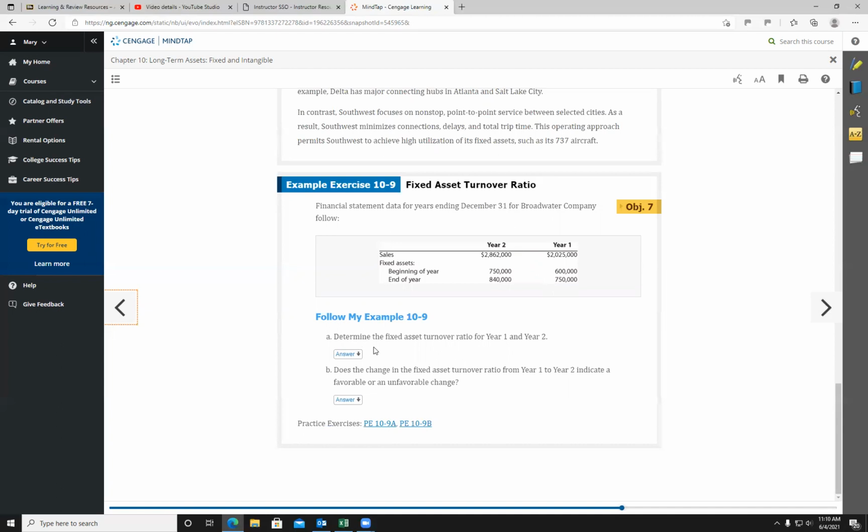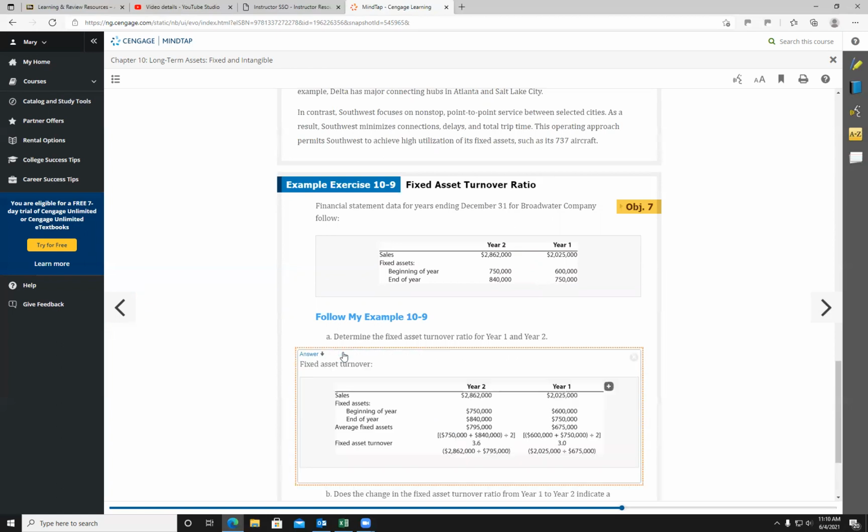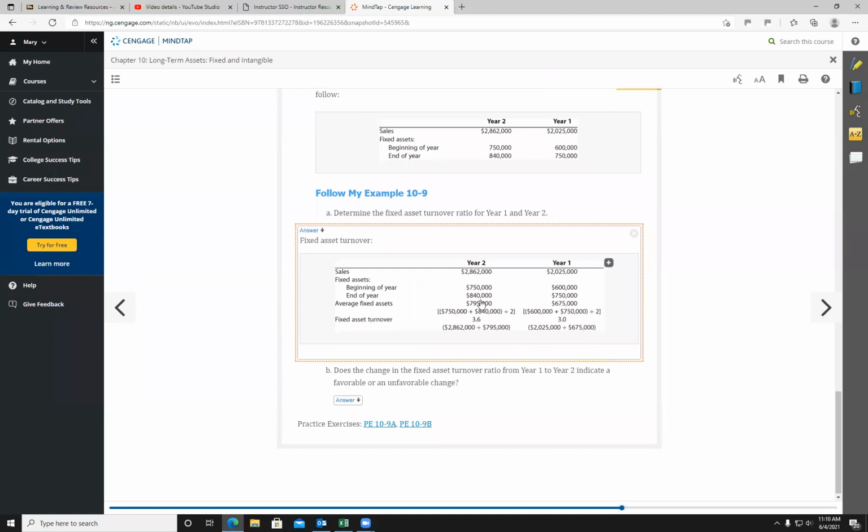In part A, it says determine the fixed asset turnover ratio for year 1 and year 2. The first thing you're going to have to do is, of course, get your averages, which is adding these two totals together. So for year 1, you'll add these together and divide by 2, and it gives you your average fixed assets. And the same thing for year 2: you're going to take the beginning and the ending, add together and divide by 2 to get your average fixed assets.